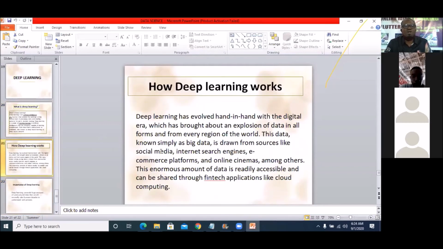So how does deep learning work? Deep learning has evolved hand in hand with the digital era, which has brought about an explosion of data. Now you can get data of almost everything you want, plenty of them in all forms and from every region of the world. This data, known simply as big data, that's what we call this type of data that is so much, is drawn from sources like social media, internet search engines like Google, your e-commerce website platforms, online cinemas, and others. This enormous amount of data is readily accessible and can be shared through fintech applications like cloud computing.